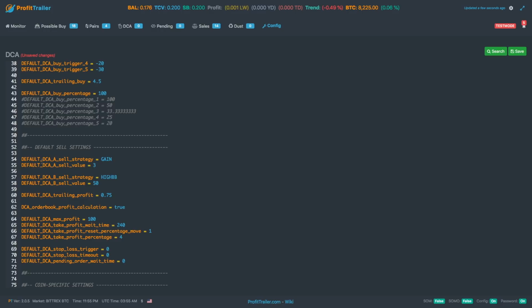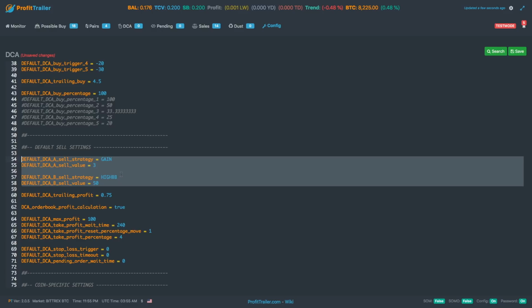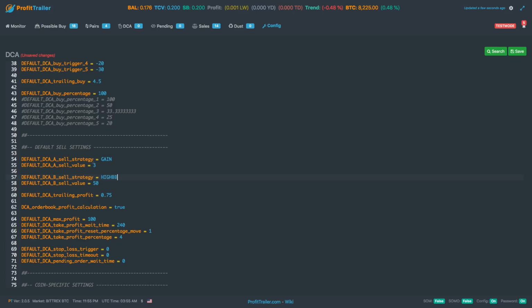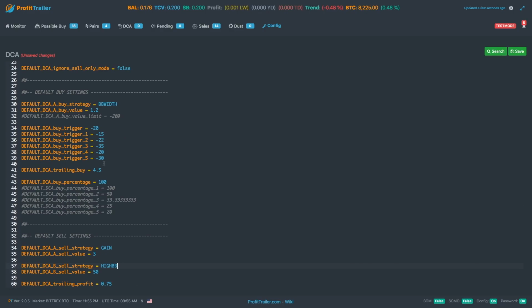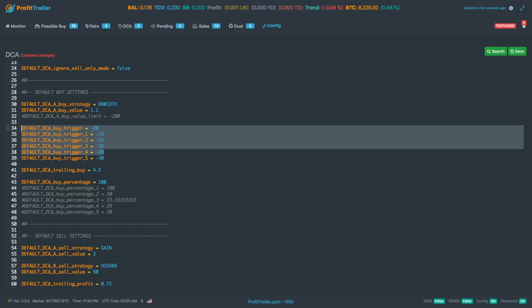And your default sell settings, if you're going to use BBWIDTH here, again, you could set it up the same way as you do others and in pairs. So there's not really any difference between how you set up BBWIDTH in pairs versus DCA. You just have to take into account your buy triggers will have to be satisfied before your strategy will actually buy.